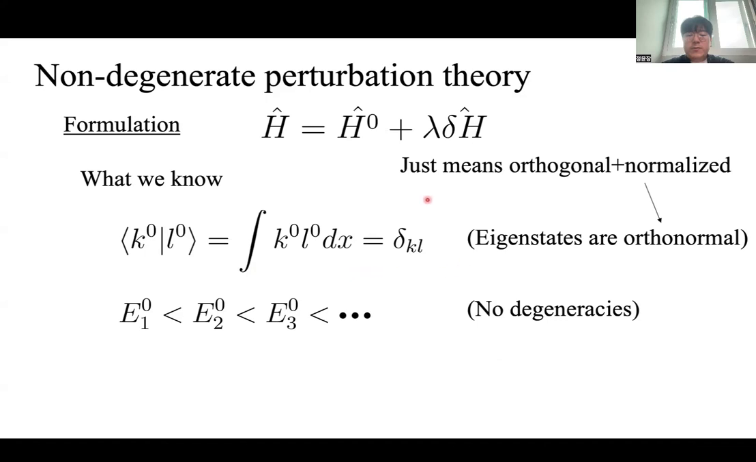So this is the first piece of information that we know. The second piece is, since we're talking about non-degenerate perturbation theory, I don't have any degeneracies. In other words, I don't have two states that have the same energy, which means that they have to go in this order. My lowest energy state, my second lowest energy state, my third lowest energy state, so on and so forth. There are no cases where they are exactly the same.